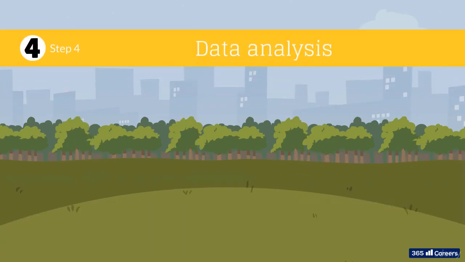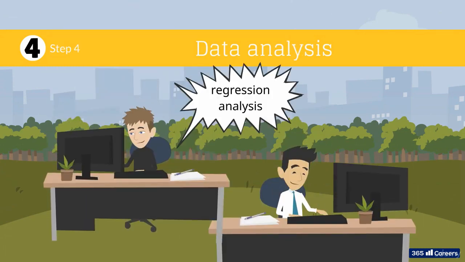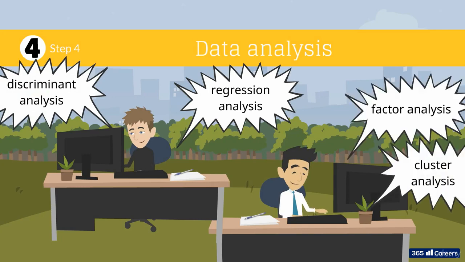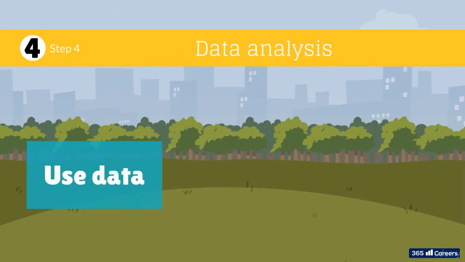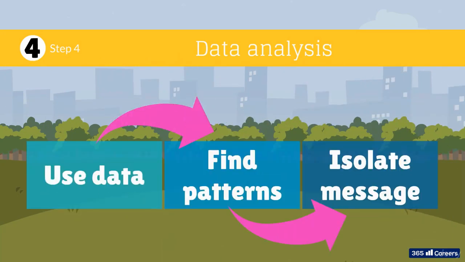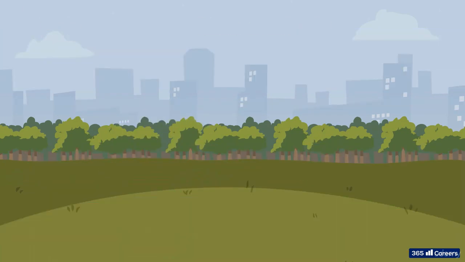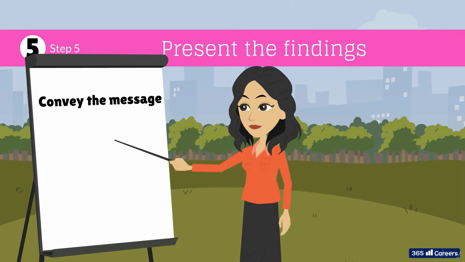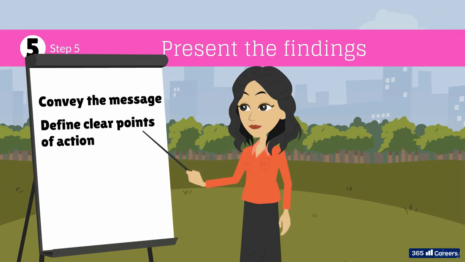In the next phase, we can use the information collected and perform analyses. This is usually done with the help of statisticians experienced in regression analysis, discriminant analysis, factor analysis, cluster analysis, and other data analysis techniques. The idea is to use the data to find patterns and isolate clear messages. Once we've done that, we can use these findings to prepare a well-written document that conveys these messages and defines clear points of action that can be approved by top-level decision makers. And that's the final fifth step.